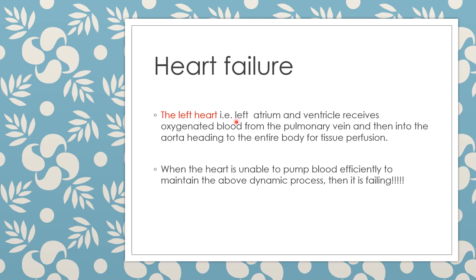Then the left heart, that is the left atrium and the left ventricle, will receive oxygenated blood from the pulmonary vein. It is called vein because it's bringing blood into the heart. And it's called pulmonary because it relates to the lungs. And then into the aorta, heading to the entire body for tissue perfusion. When the heart is unable to pump blood efficiently to maintain this dynamic process, then we say the heart is failing.